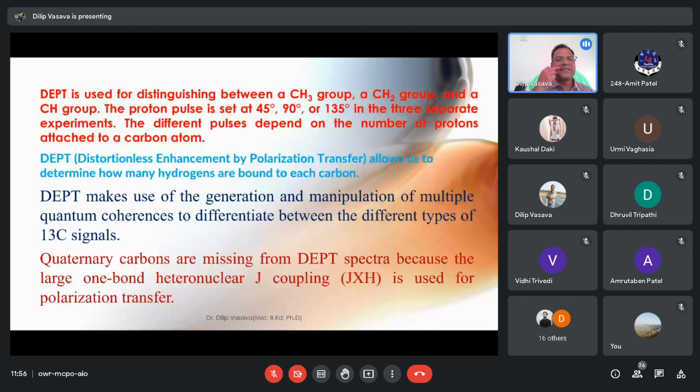Because in BBD we saw that lots of couplings are there between carbon and carbon, between carbon and hydrogen, between the first carbon atom and the third carbon atom, between the first carbon atom and the fourth carbon atom. So a lot of complexity is occurring. With the help of DEPT, it clearly gives the idea about the nature of the carbon atom. For that, at different angles, the pulse can be measured. So 45-degree, 90-degree, and 135-degree, these three angles are taken to identify the nature of the carbon atom.